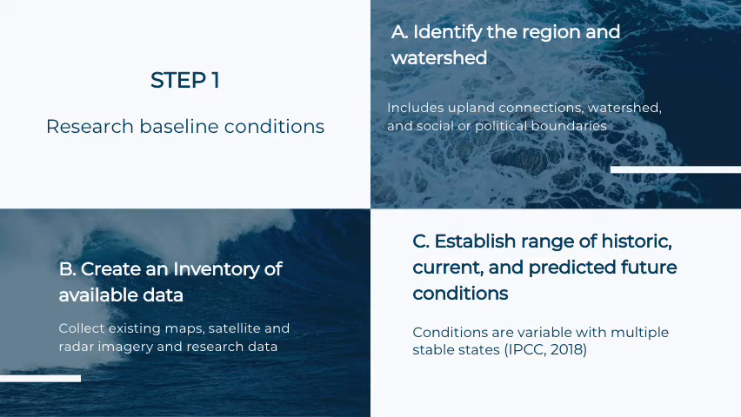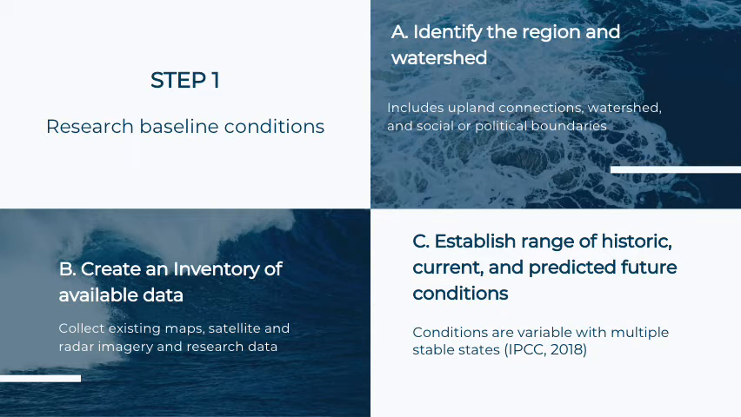The first step in our monitoring protocol begins before the monitoring, and that's to research baseline conditions. We begin this process by identifying the region in the watershed. This includes upland connections, the entire watershed, potentially social and political boundaries, potentially hydrology studies. The next is to create an inventory of available data. This could include existing maps, satellite and radar imagery, any available data. And the last is to establish a range of historic, current, and predicted future conditions, without forgetting that coastal wetlands are variable with multiple stable states.